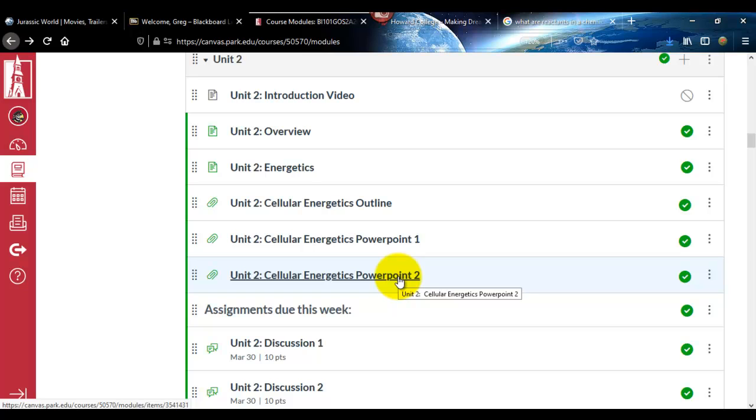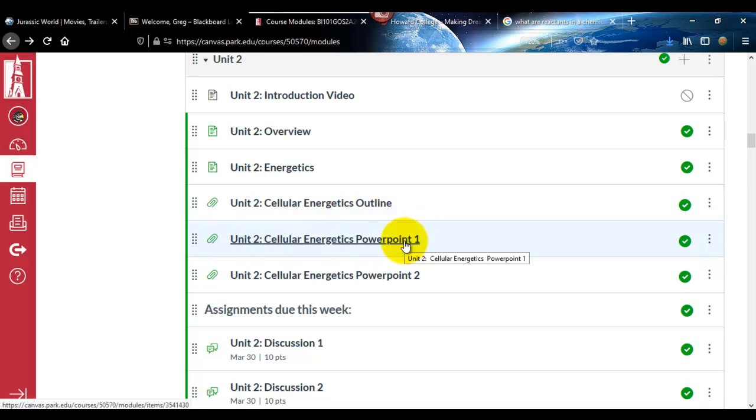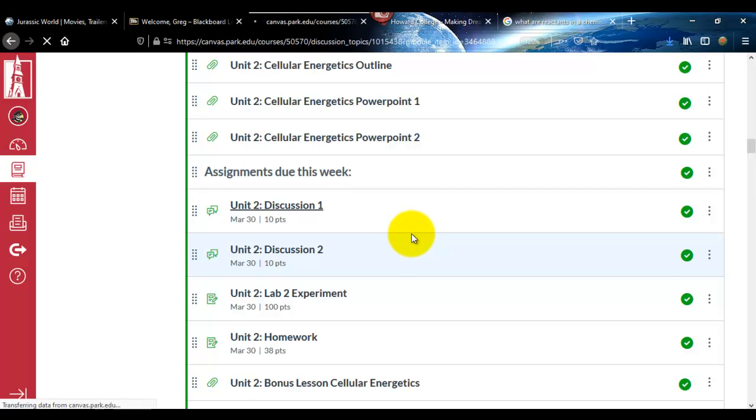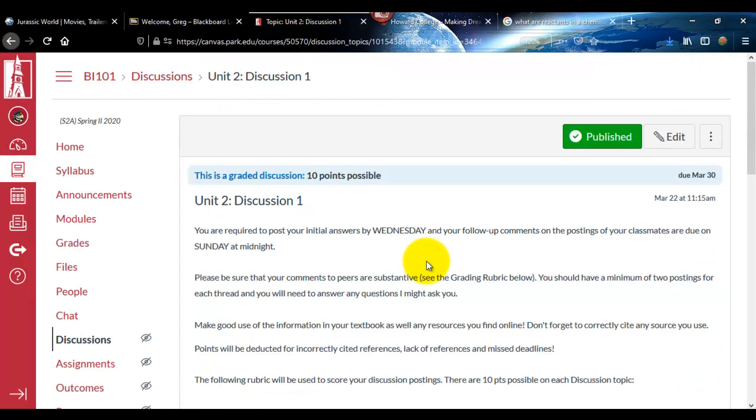Here are some PowerPoints for you to look at. But if you get a chance, and they'll be right above this, watch the videos. I go through the outline. I go through the PowerPoint. I go through every single part of this with you, including the terminology. On your discussion this week, you're going to have two. This is an online course.